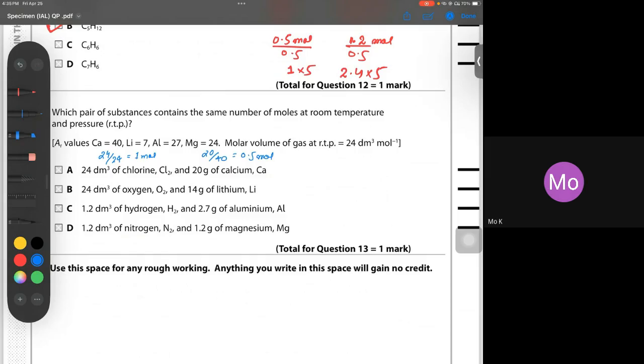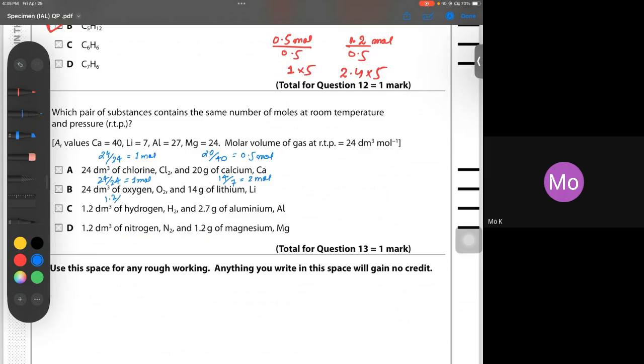In B, 24 over 24, same mole, 1 mole. And 14 grams, what's the Ar of lithium? It's 7. So it's 2 mole. Again, they are not the same. B is also incorrect. Then you have to check C.